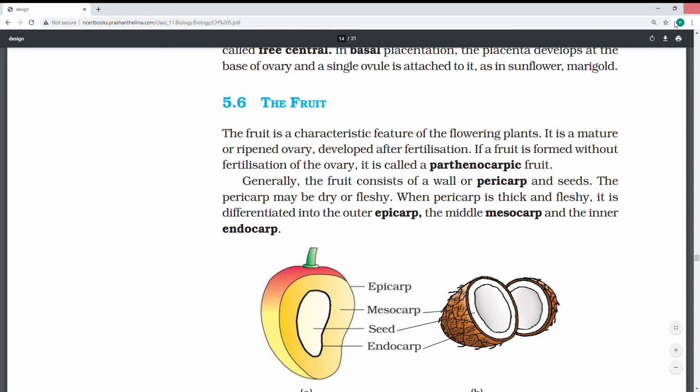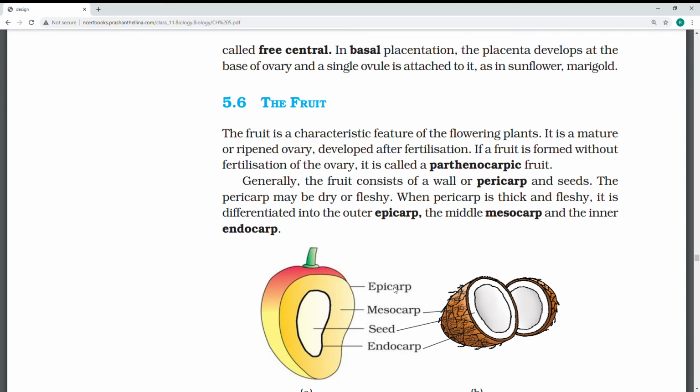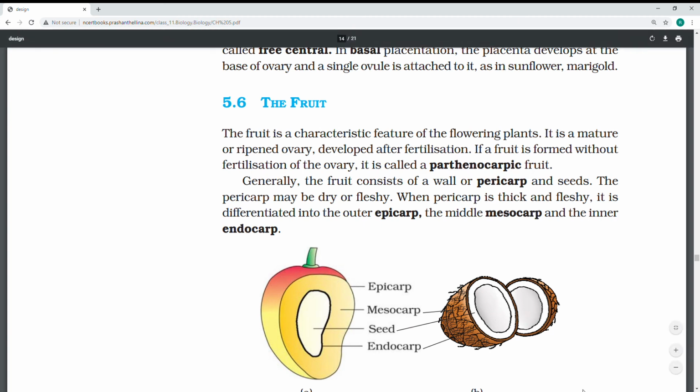See these fruits, pericarp and seeds. If you see the mango, the outer layer is called epicarp. When the pericarp is thick and fleshy, you can eat it. So for mango, when the pericarp is thick and fleshy, it is differentiated into epicarp, mesocarp, endocarp. In coconut it is different. In mango, the edible part is the mesocarp.